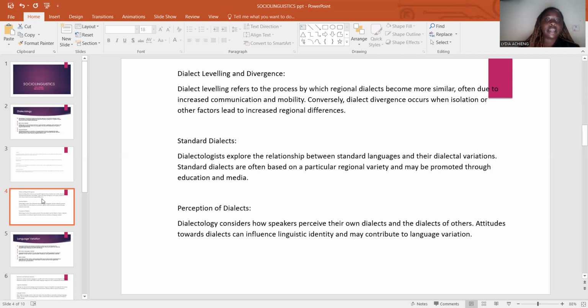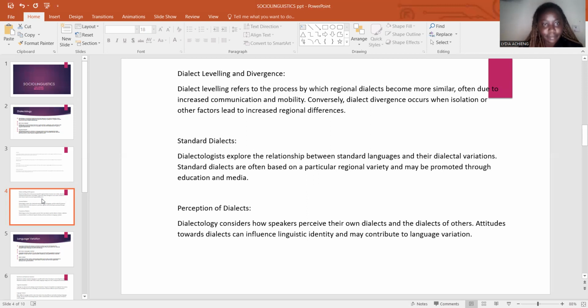Dialect leveling and divergence. Dialect leveling refers to the process by which regional dialects become more similar, often due to increased communication and mobility. Conversely, dialect divergence occurs when isolation or other factors lead to increased regional differences.